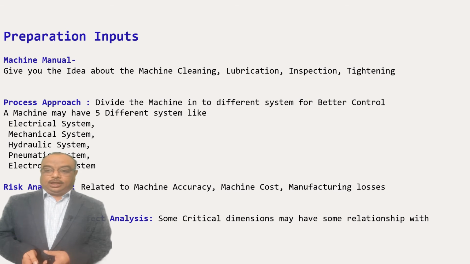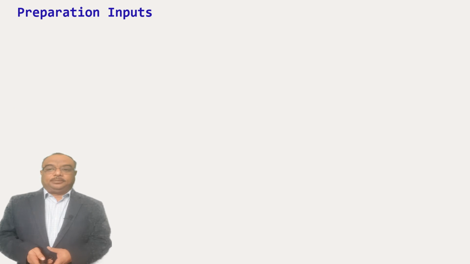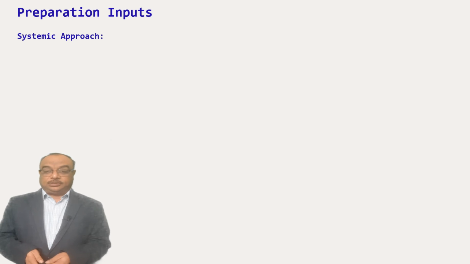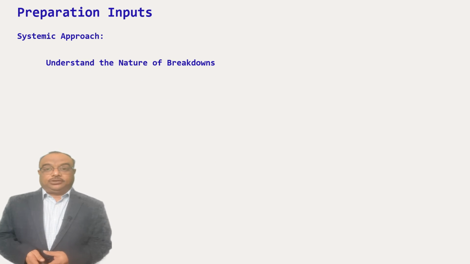The next input is systematic approach. For systematic approach, it is also important to understand the nature of the breakdowns. If you compile all the breakdowns which you have experienced in the last 1 year or 2 years, you will find there are three kinds of breakdowns or nature of breakdowns.